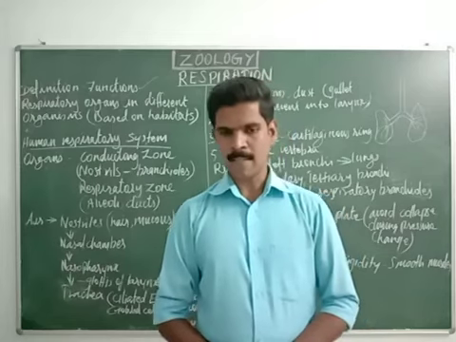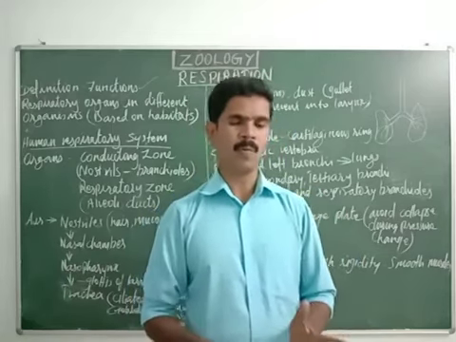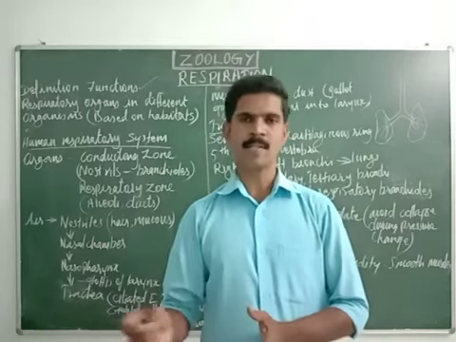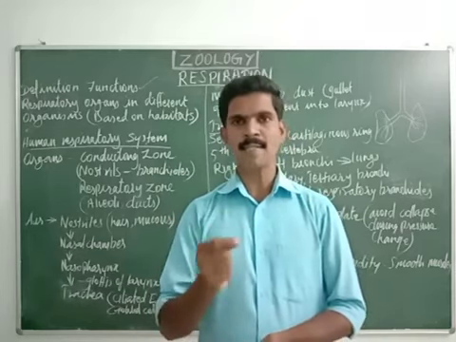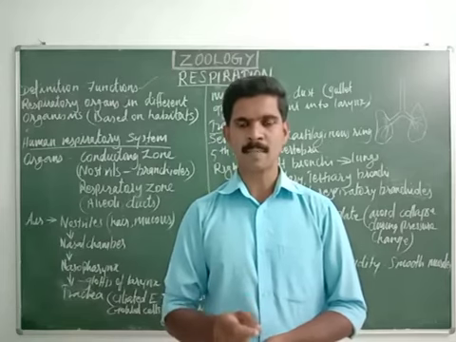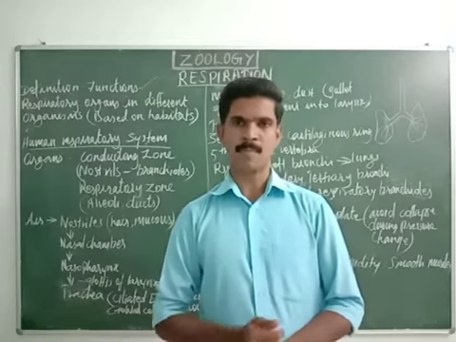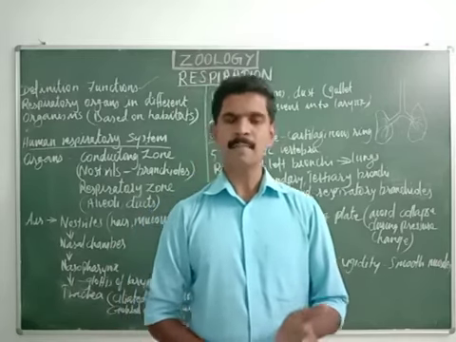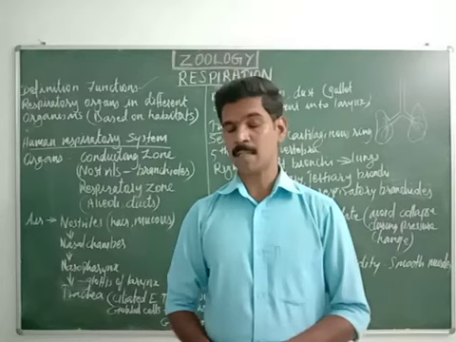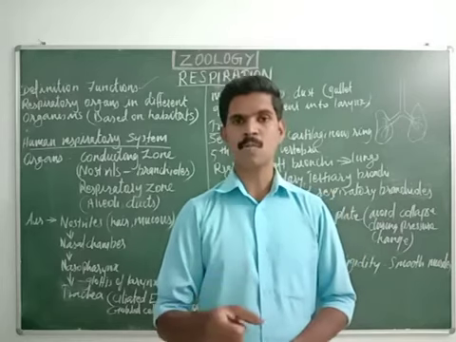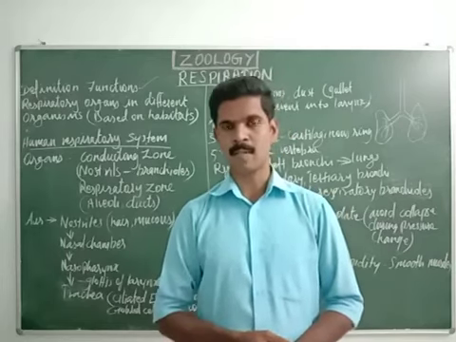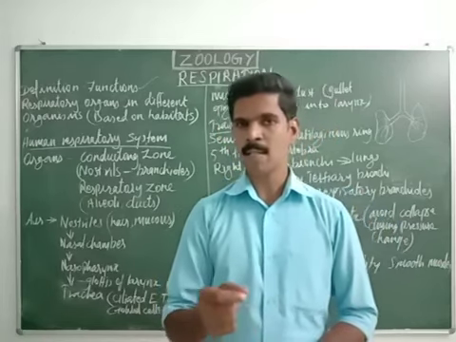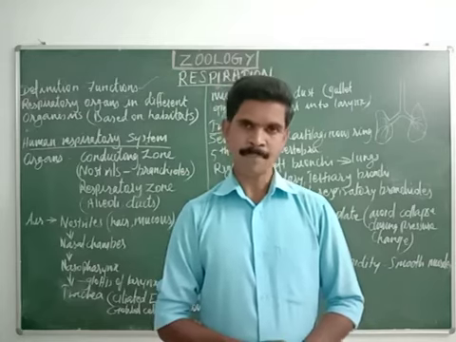Then the second one is the earthworm. You all know the outer surface, that means the skin of the earthworm, is in a moist condition. So this moist skin acts as a respiratory organ in the body of the earthworm. Then in maximum insects, the tracheal tube is used as a respiratory organ. So the tracheal tube is a respiratory organ present in the body of insects.